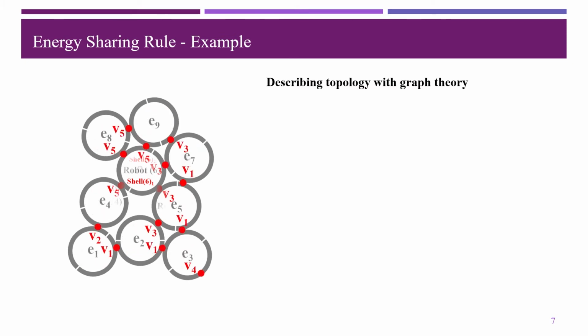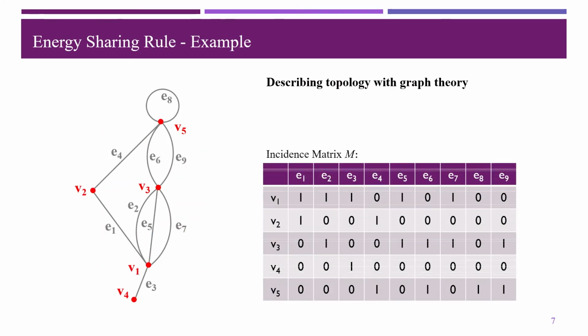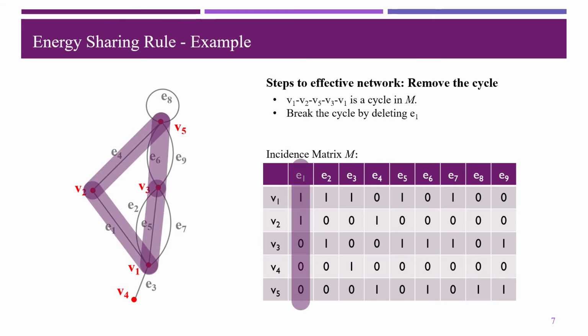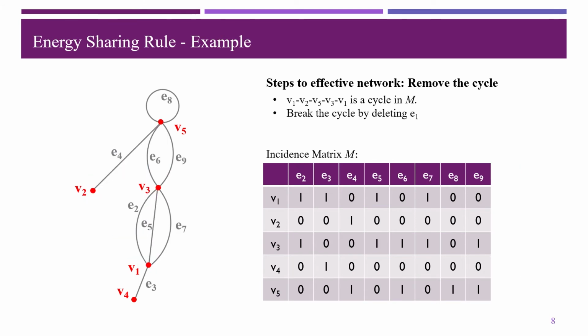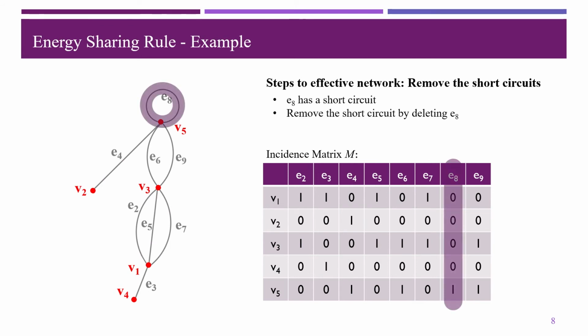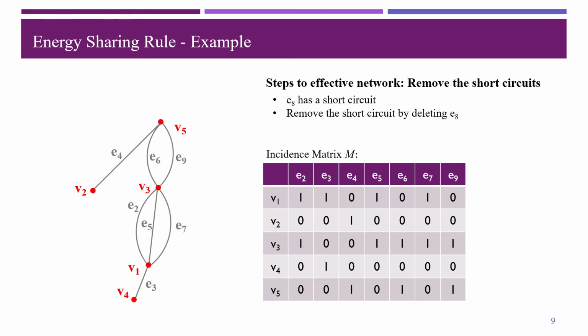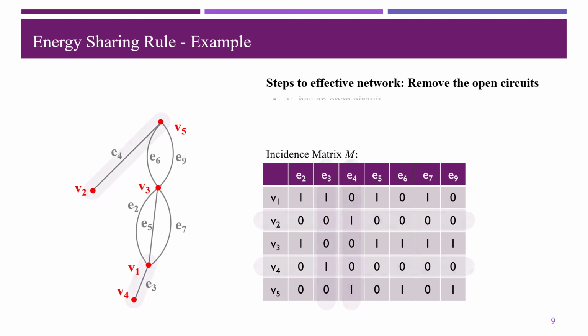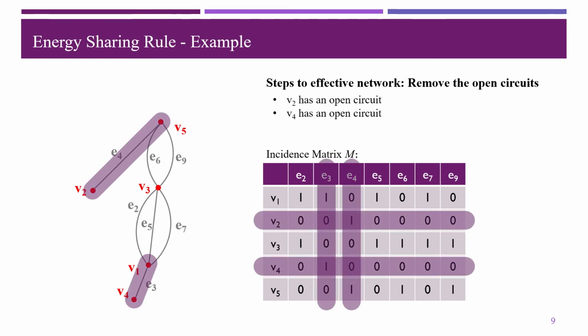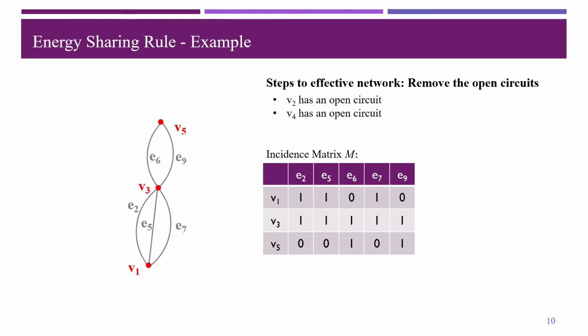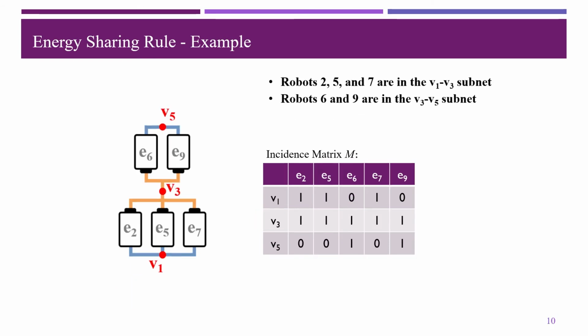First, we describe the topology with graph theory. Both the graph and the incidence matrix can equivalently represent the energy sharing network. Then we start to convert the network to the effective one. In step 1, we break this cycle by breaking E1. In step 2, the sum of column E8 is not 2, so E8 has a short circuit. In step 3, the sum of row V4 is 1, indicating that V4 has an open circuit, so V4 and E3 are deleted, similar for V2 and E4. Finally, an effective energy sharing network is obtained.